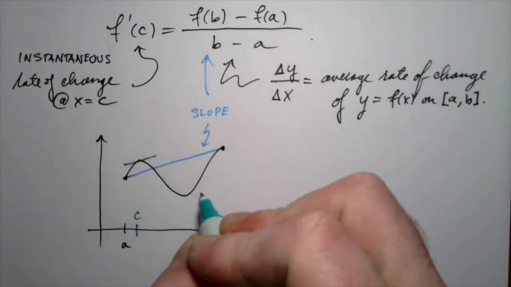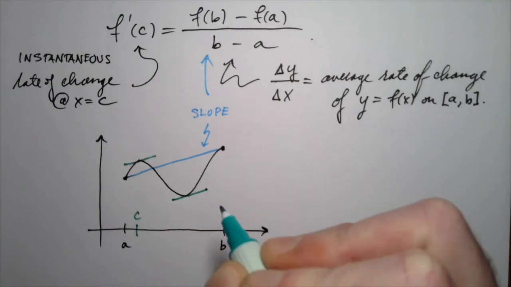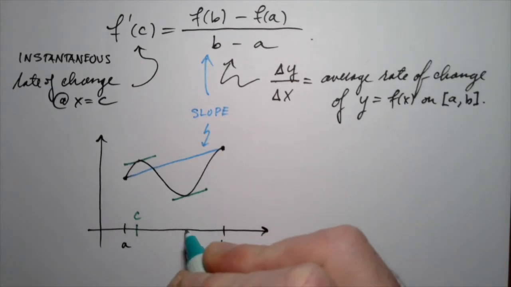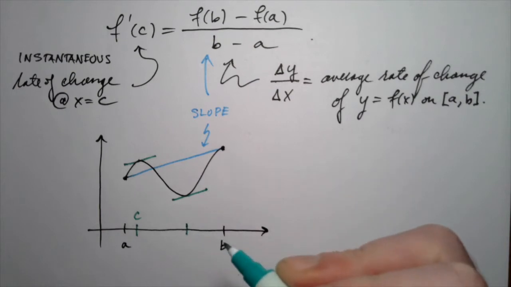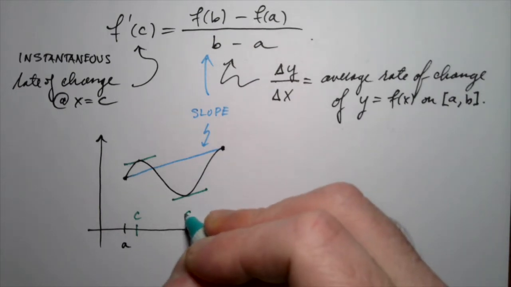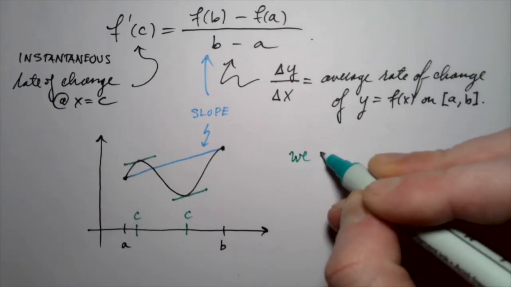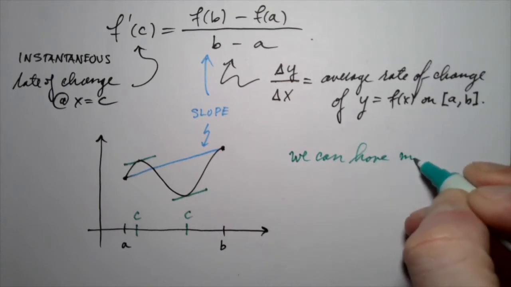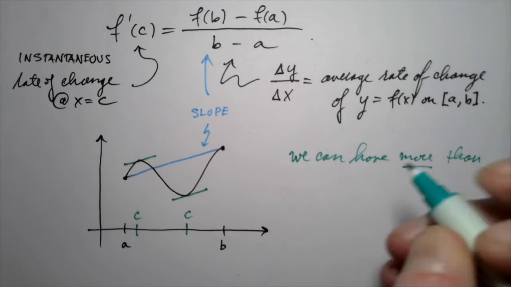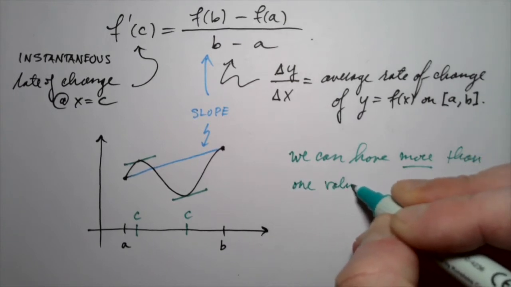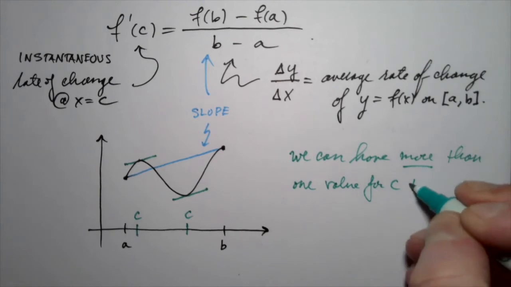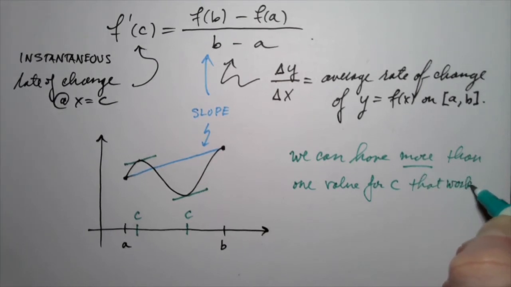Now in my example, there's actually another point that'll do that as well. So that point where the tangent line has the exact same slope again is another possible value for c. So in this example, we see that we can have more than one c that works. That might happen, that might not happen. Regardless, the mean value theorem asserts that there's at least one such c. There's always at least one c where the instantaneous rate of change realizes the average rate of change.